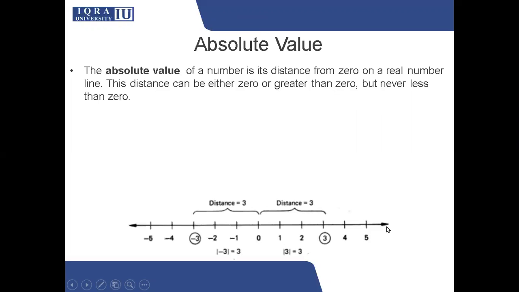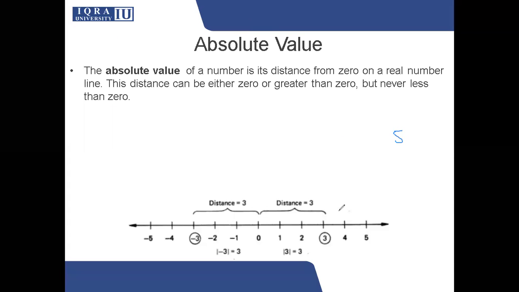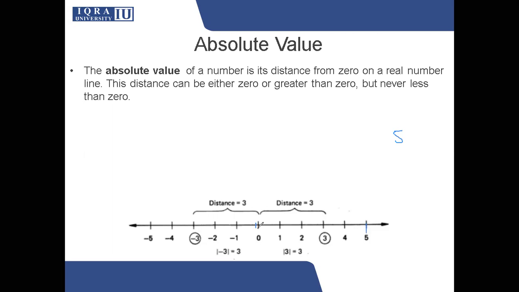So this is what a real number line looks like. And let's suppose I want to find out the absolute value of 5. So what is the distance between the number 5 and the number 0? It's actually 5, right? 1, 2, 3, 4, 5. So the absolute value of 5 is 5.